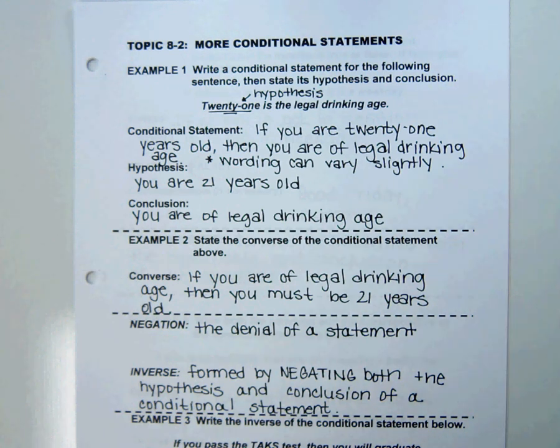Okay, topic 8.2. This is just a little bit more. You're going to learn a few more vocabulary words. We've already talked about conditional statements, so we're going to try this first one. 21 is the legal drinking age. So if you're 21 years old, then you are of legal drinking age.